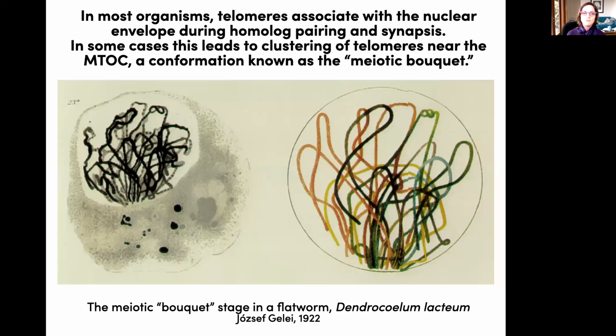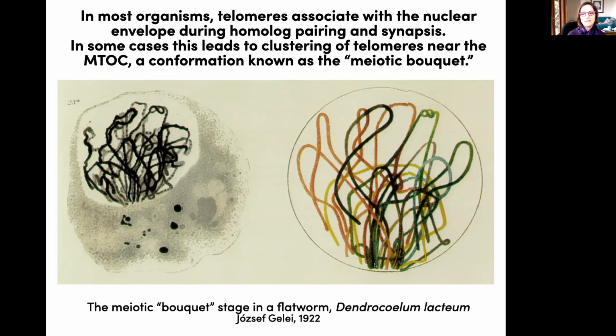So how do the chromosomes find each other? As I said, a lot of that process is still mysterious, but one thing that happens in most organisms during meiosis is that the chromosomes form some kind of attachment to the nuclear envelope. So this shows some very early images of, in this case, a flatworm at the stage of meiosis that's sometimes called the bouquet, because it looks like a bouquet of flowers.